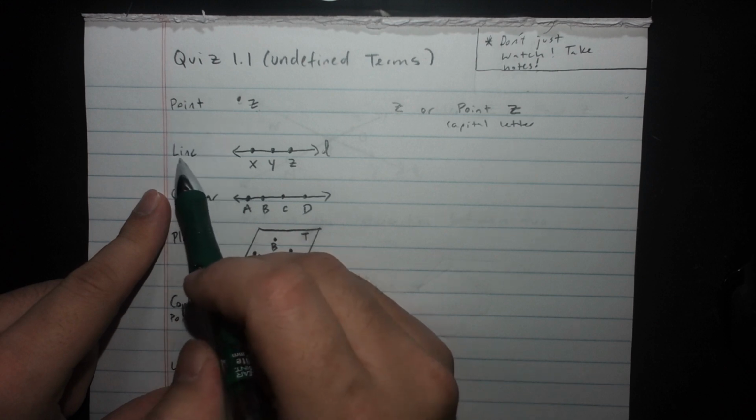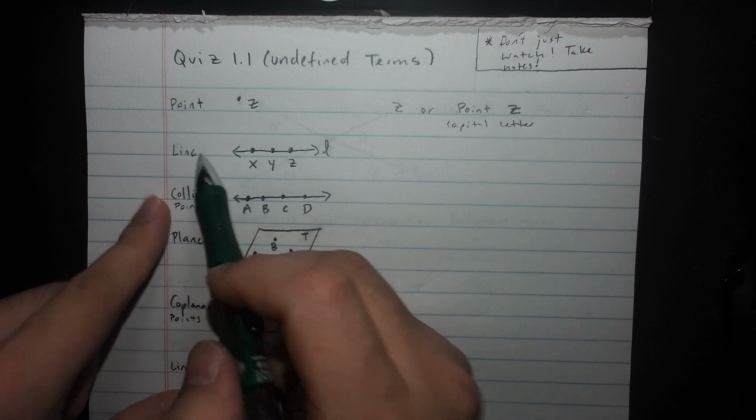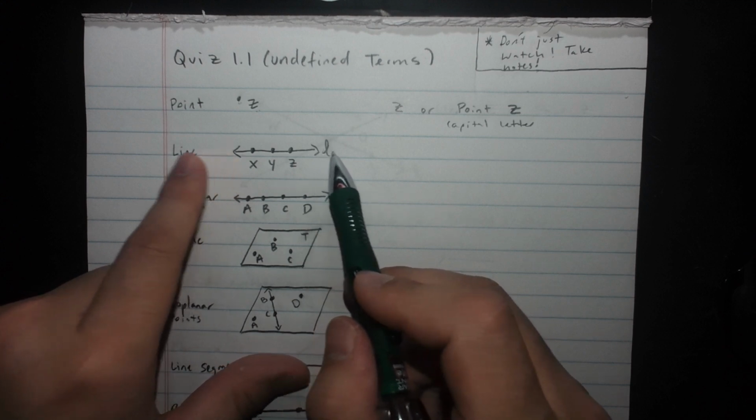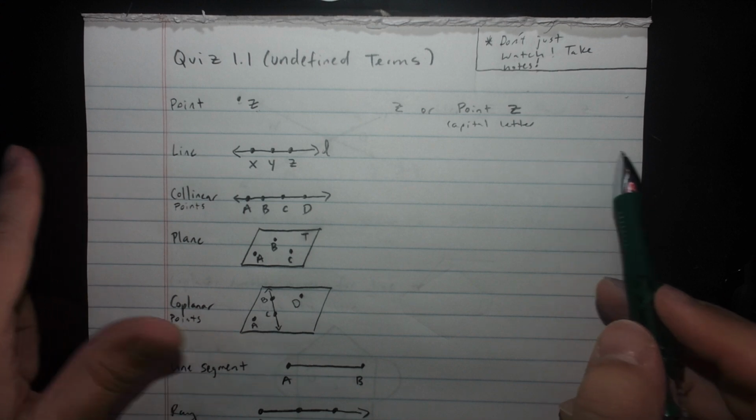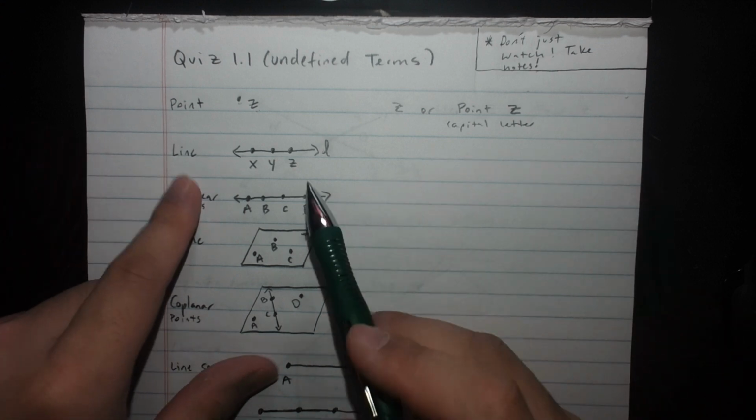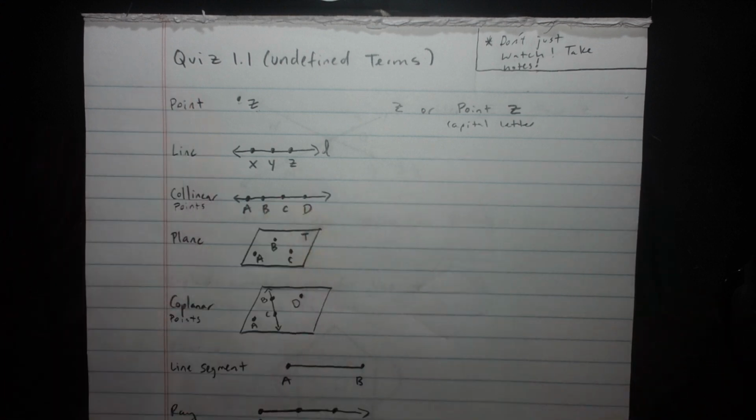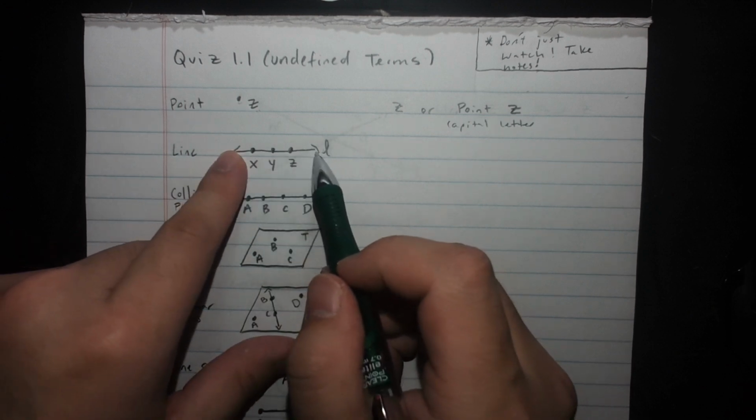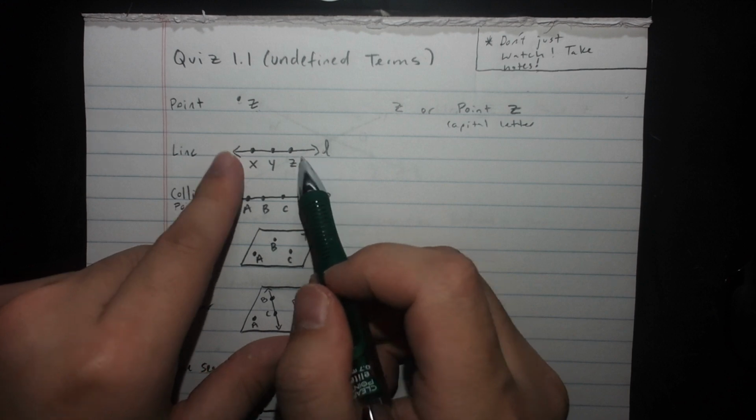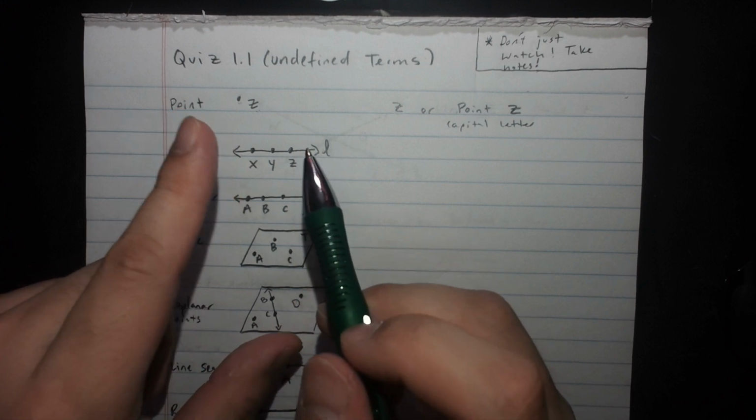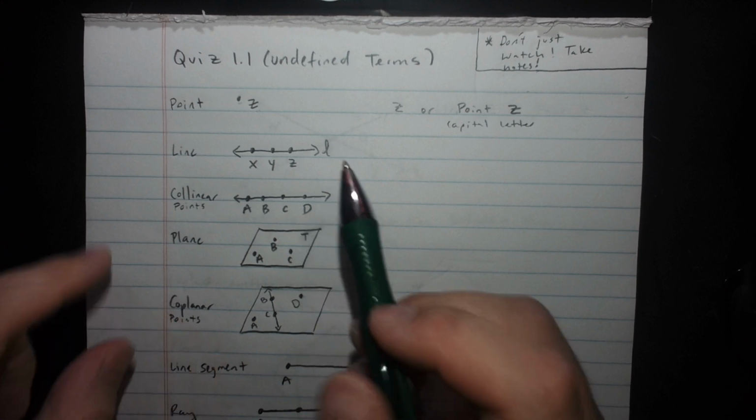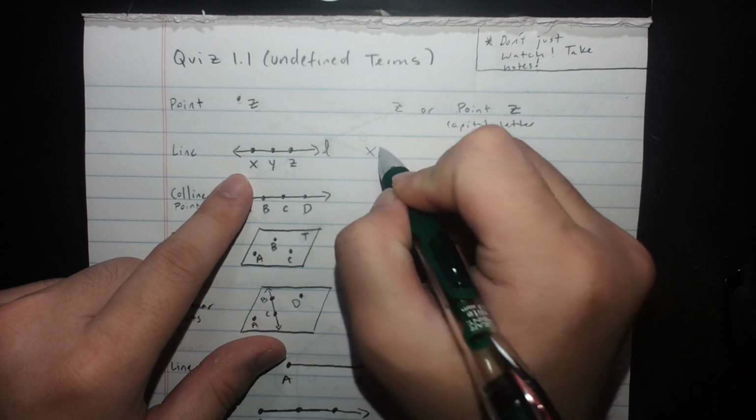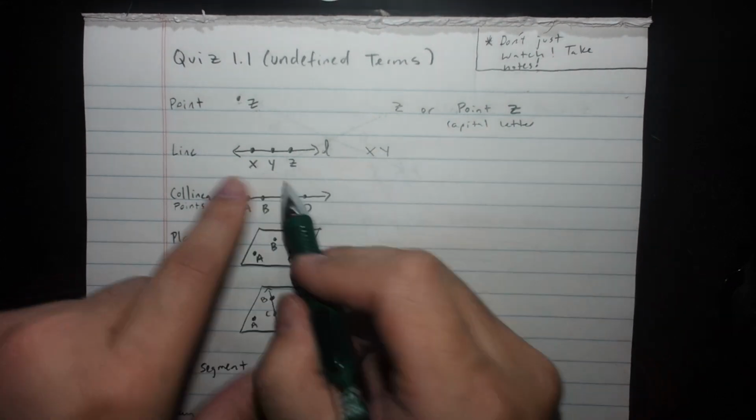All right, so here we go. We're going to move on to a line. A line extends forever in both directions, hence these arrows. It doesn't stop. To name a line, you need 2 points. I have 3 points, but remember that a line contains an infinite number of points. You see 3 points here, but we're going to be working with 2 points. So we have X, Y, and Z. I can call this line XY. So here are my 2 points.